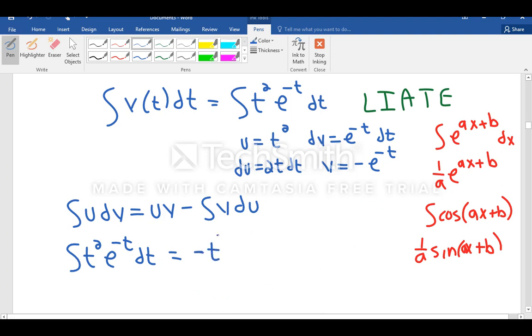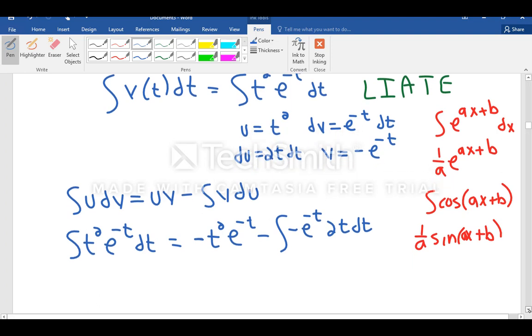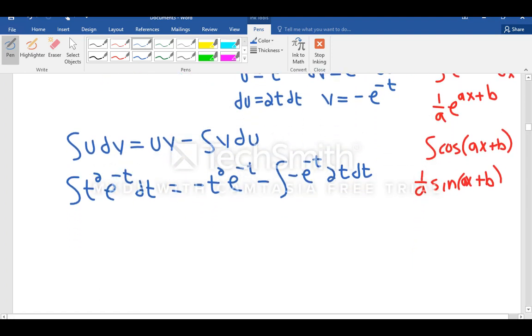So I'm going to say negative t squared e to the negative t, and then I have minus the integral of v du. So my v is negative e to the negative t, and then my du is 2t dt. Right. Now remember I said earlier that the secondary integral should be getting simpler, and it actually is. Our original form of our integral was a quadratic polynomial. The secondary integral here is now a linear algebraic, so it is getting simpler.